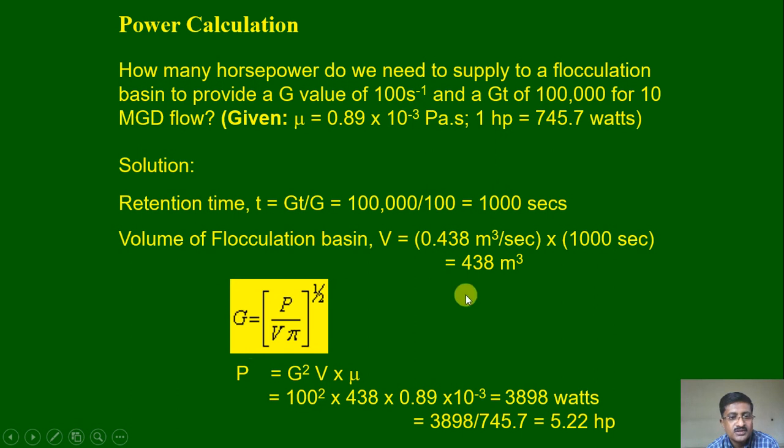Now, using that same formula, G is equal to P divided by V into mu, raised to half. Putting the values here, the power can be calculated as 5.22 HP. So this is one example. In the coming lectures we are going to see such examples. But in the coagulation and flocculation theory, remember the velocity gradient and the T factor, the time factor, play a very important role in the settling down of the particles.